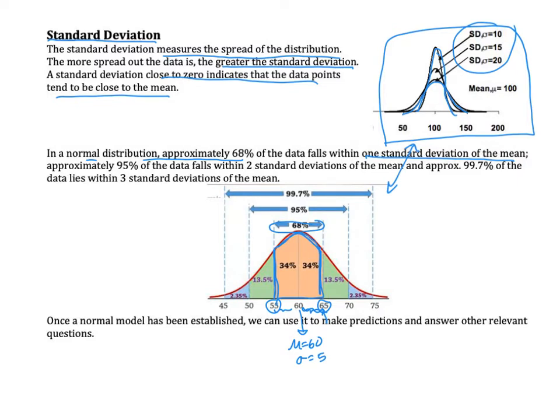Then it says approximately 95% of the data falls within 2 standard deviations away from the mean. So if I add the standard deviation of 5 twice, I get here to 70, and then subtract it twice, I get to 50. So 95% of the data falls between 50 and 70, which is 2 standard deviations away from the mean.